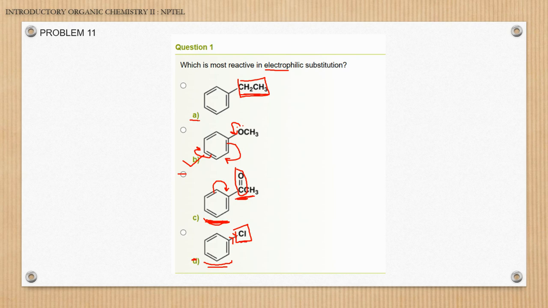But now they are asking that the benzene ring is also reactive in electrophilic substitution, no doubts, but they are asking which is the most reactive. So now you have to identify that if a benzene ring contains an electron releasing group, then it will make it most reactive in the electrophilic substitution. Right? So is it clear to all of you? Any doubts?